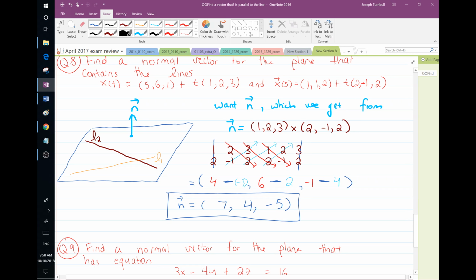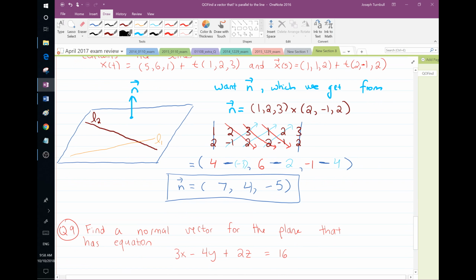And the same thing for the second vector. 7 times 2, 14, plus 4 times negative 1, negative 4, so that's 10. And then plus 2 times negative 5, negative 10, so 0. So both dot products are 0, which means that this is at 90 degrees to both of them, which means this is a normal vector for the plane.